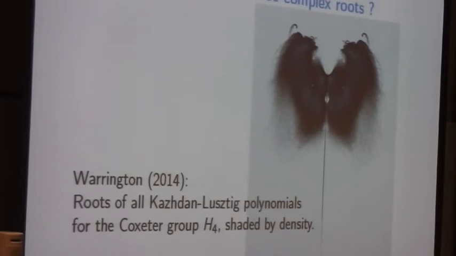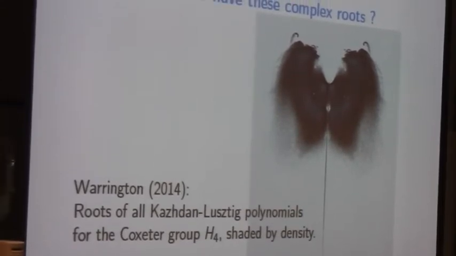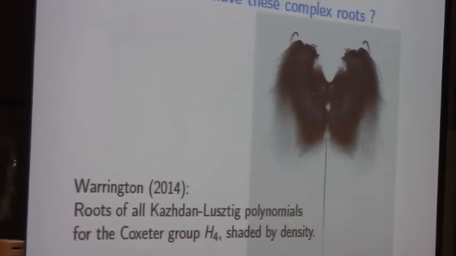This came up as a piece of art in the joint meetings at the AMS recently. So this is done by Greg Warrington, and these are all the roots of all the Kazhdan-Lusztig polynomials for the Coxeter group H4, and then the shading, the coloring there is by density. Kind of similar, isn't it? It's oddly similar, sort of bat-like thing.